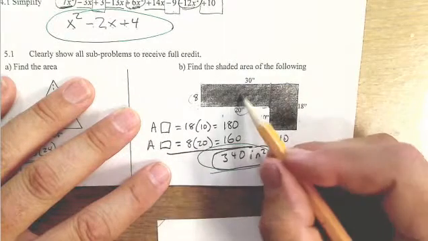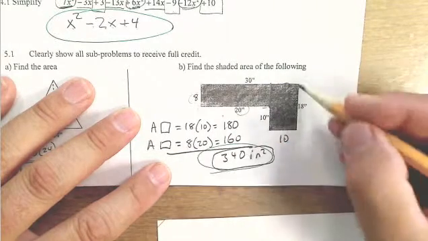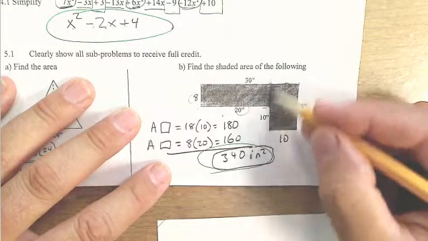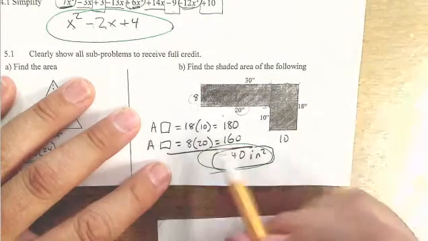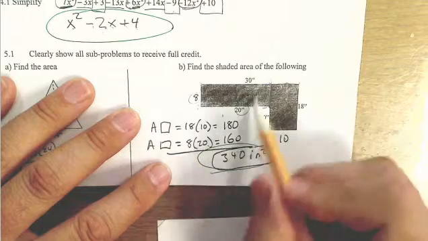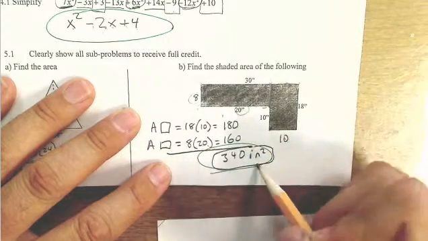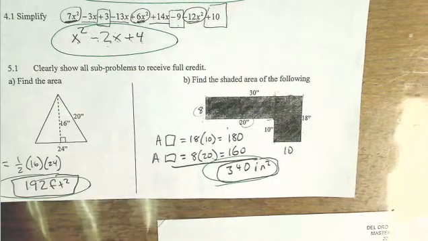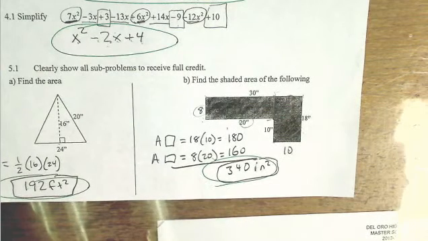And then the area of this little guy, since the whole thing is 18, take away that 10, it leaves 8 here. So that's why it's 8 times 20 is the area of this part. Add them together, and there it is. All right. Stop.